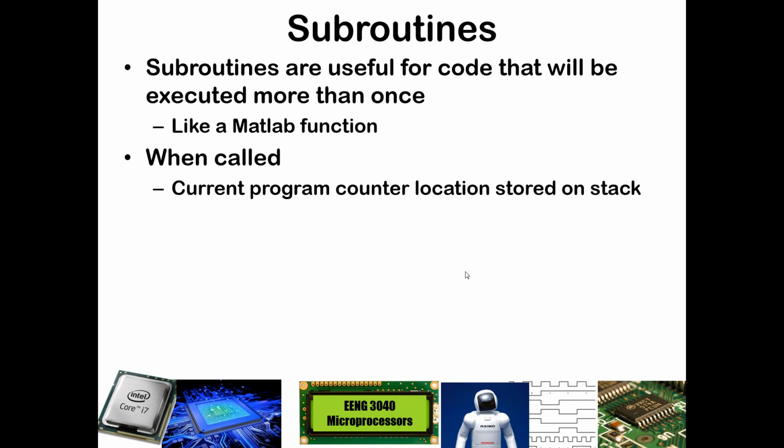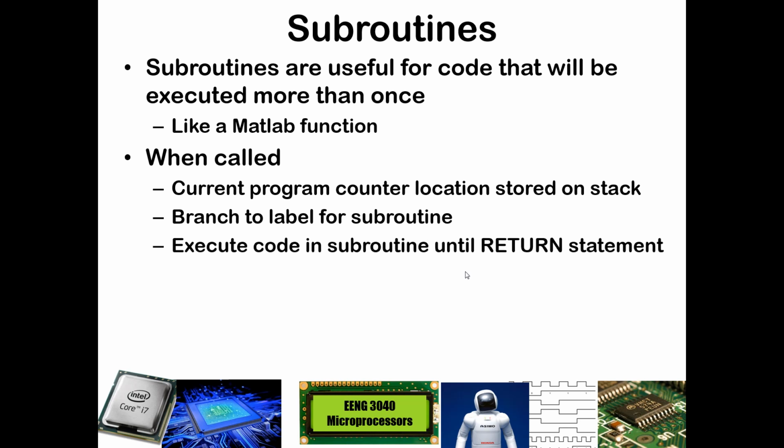So what happens when they're called? The current program counter, that is the location we are currently executing in program memory, is stored onto a stack. We'll talk more about that in a moment. Then we branch to the label for the subroutine, so we change our program counter to wherever the subroutine's code is located, and then we execute the code in that subroutine until we reach a return statement. And once we reach that return statement, then we pull or pop the program counter value that we have previously put onto the stack back off, and then that allows us to change our program counter to that value and to return to where we were called from.